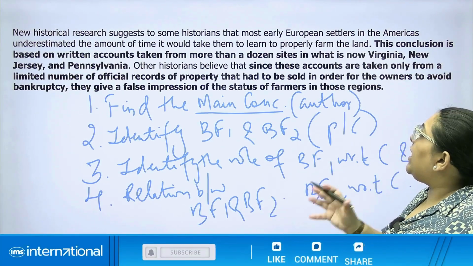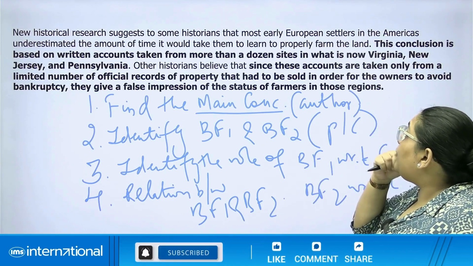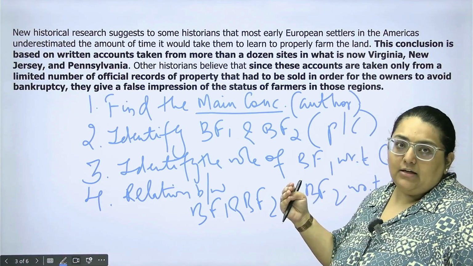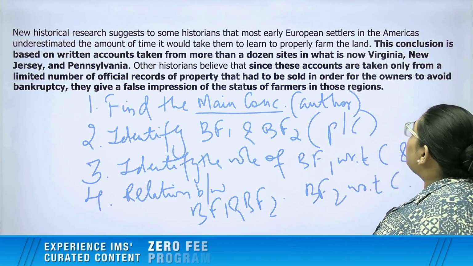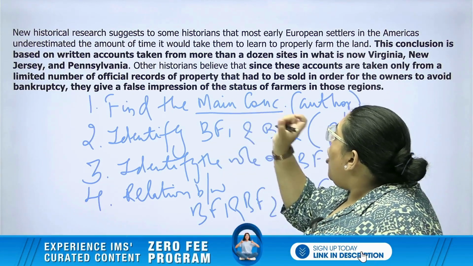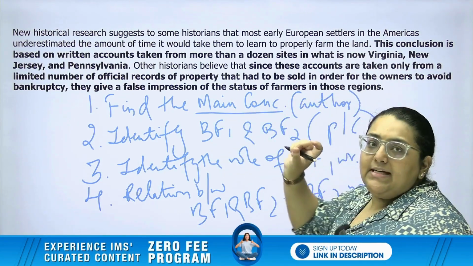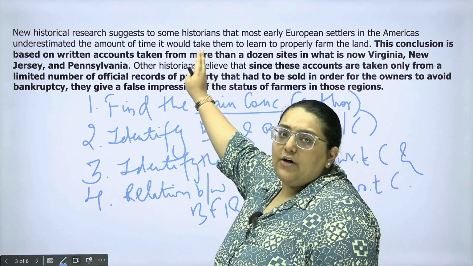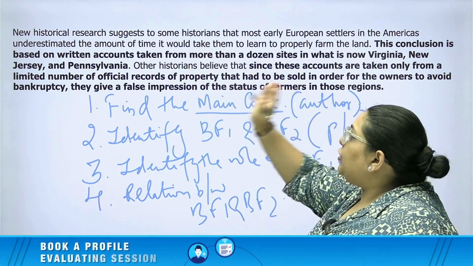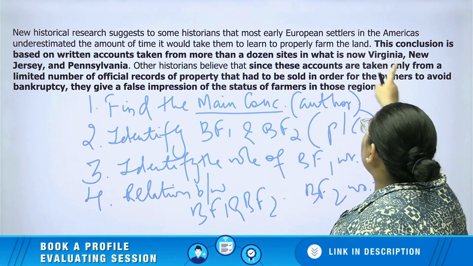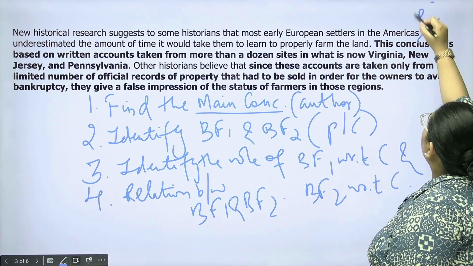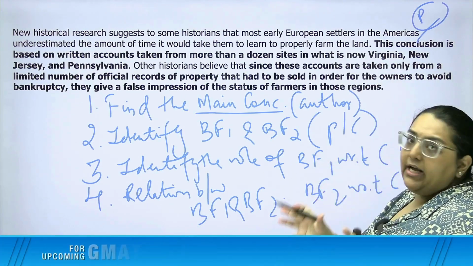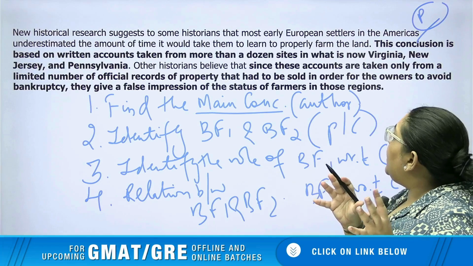This conclusion is based on written records taken from more than a dozen sites in what is now Virginia, New Jersey and Pennsylvania. So, the second statement tells us that this conclusion is drawn on the basis of these accounts which have been taken from these sites. So, the second portion in bold is supporting the first conclusion or the claim of the new historical research. So, the first portion in bold you could say is a premise, or it is information which is extending the conclusion. Now, let's have a look at the second portion.